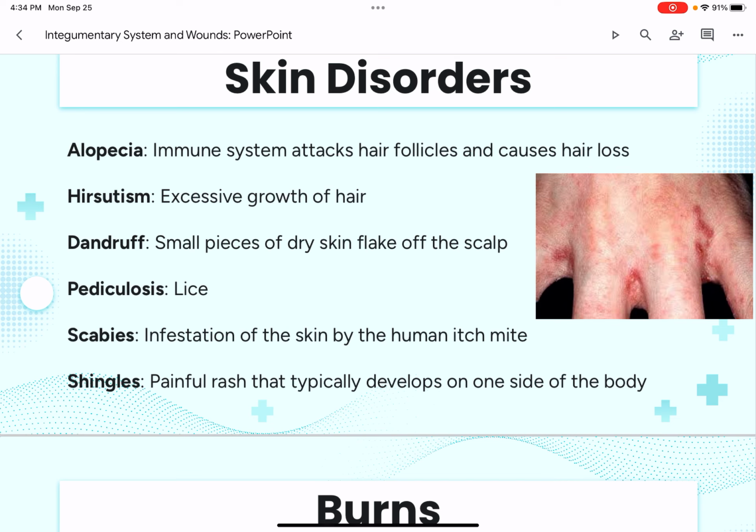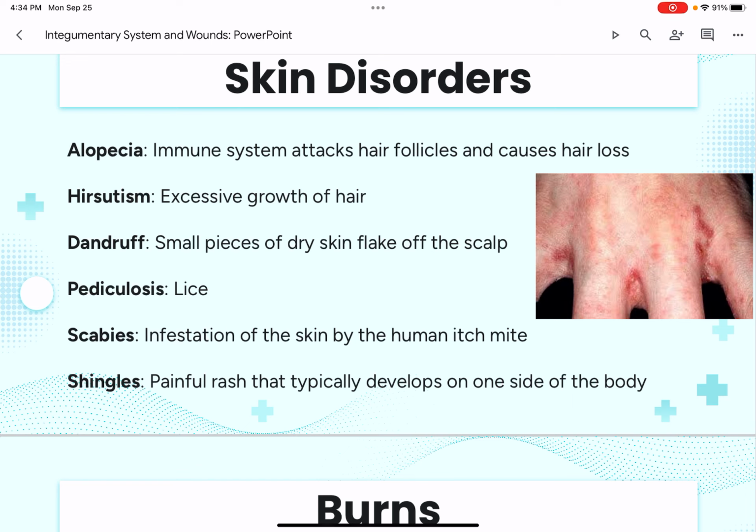Alopecia occurs when the immune system attacks hair follicles and causes hair loss. Hirsutism is excessive growth of hair. Dandruff occurs when small pieces of dry skin flake off the scalp. Pediculosis is lice. Scabies is an infestation of the skin by the human itch mite.